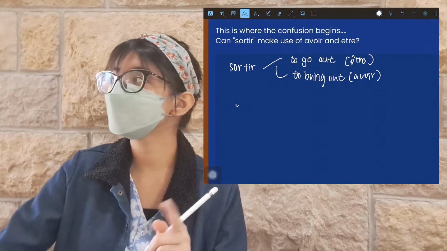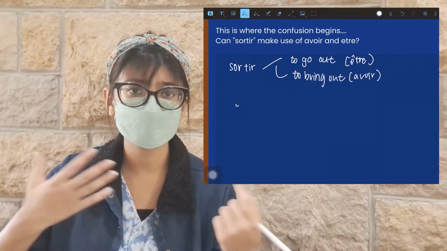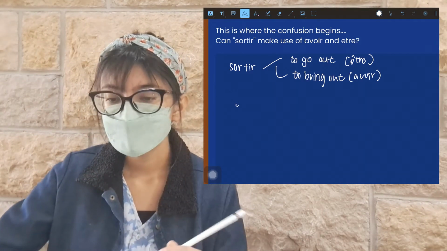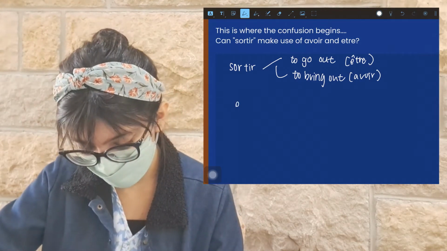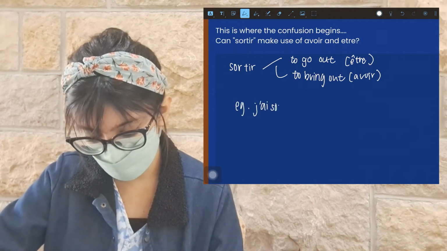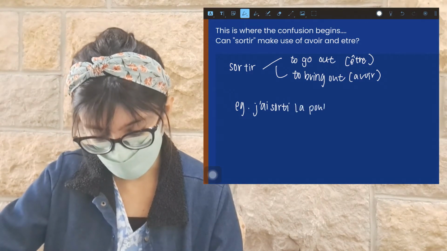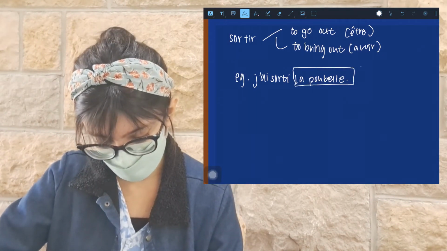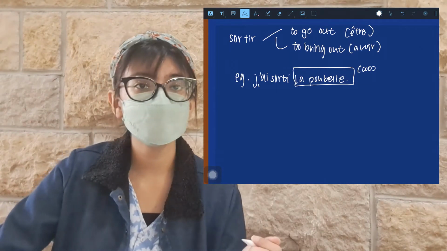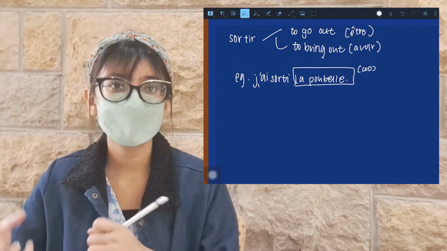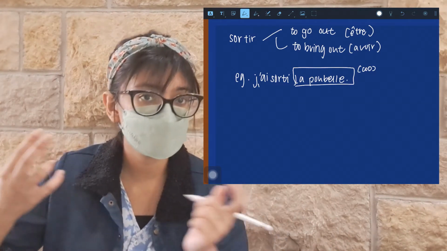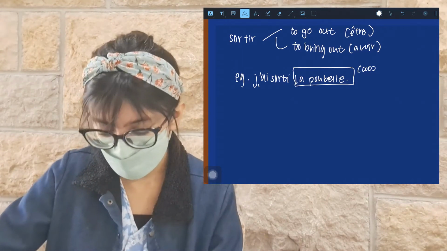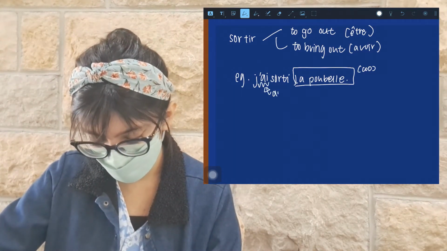So I know it is very difficult to differentiate between the two, and it's completely fine. But it is very important for you to be able to understand and see the differences between the two. Now, for example, if I say, j'ai sorti la poubelle. Notice, this is the COD. I am saying that I am bringing out the rubbish bin. I am not going out, I am bringing out the rubbish bin. So here, my sortir is not to go out, but rather to bring out. So that's why I've made use of the verb avoir.